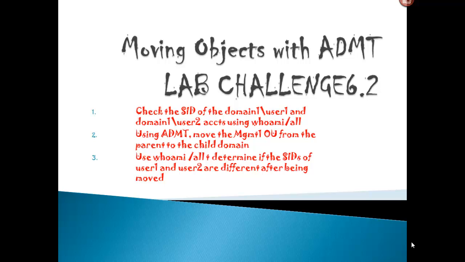First, we're going to check the security identifier of the Domain 1 User 1 and the Domain 1 User 2 accounts using Who Am I All. Then we're going to use ADMT to move the Management 1 organizational unit from the parent to the child domain. Then we're going to use Who Am I All to determine if the security identifiers of User 1 and User 2 are different after we have moved them. So let's go ahead and begin this project.